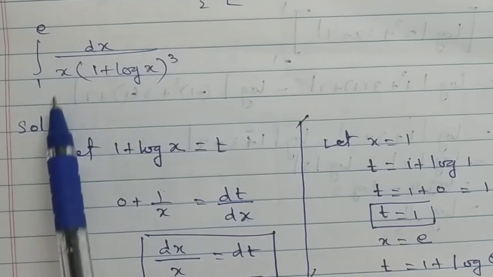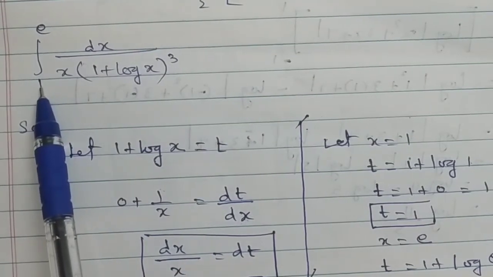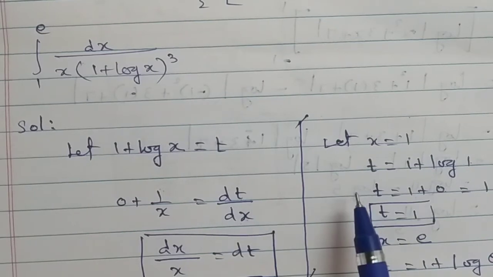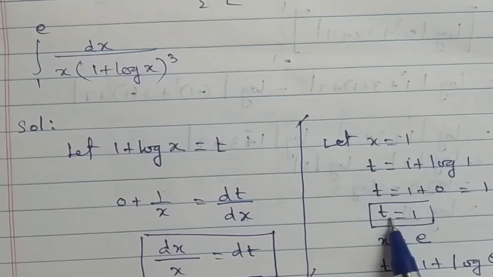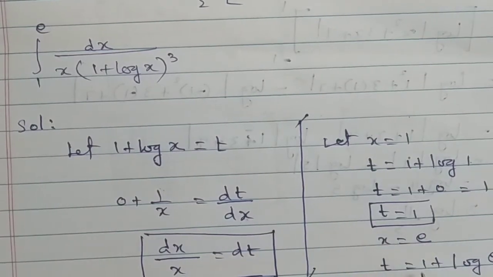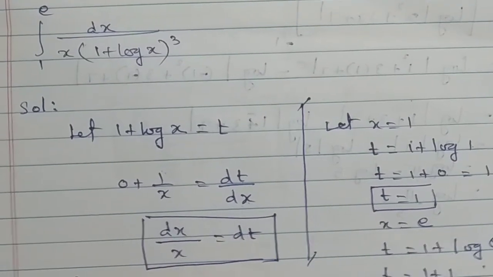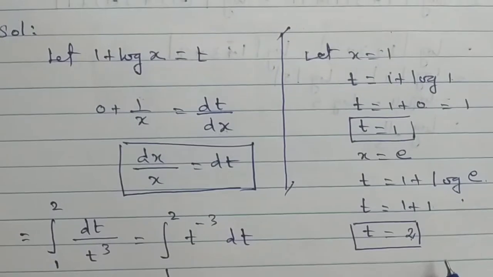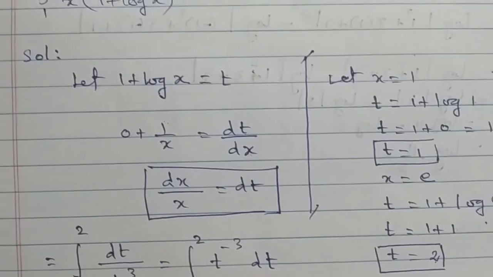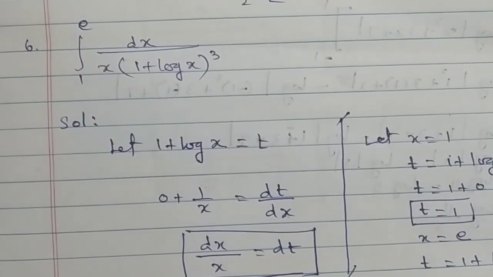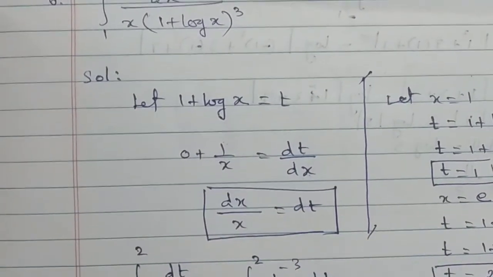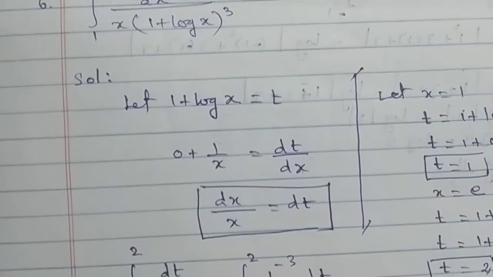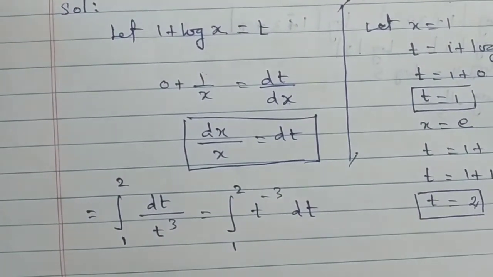So when x is equal to 1, t equal to 1 only. And x is equal to e, t equal to 2. So what are the upper limit and lower limit? Lower limit is 1 and upper limit is 2.